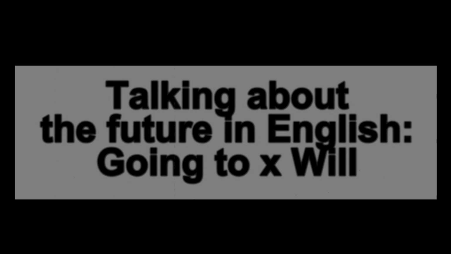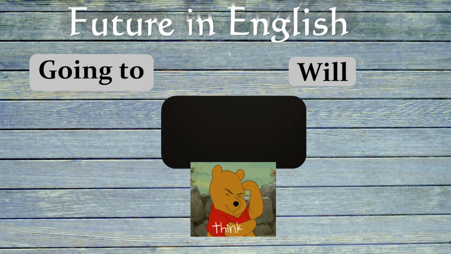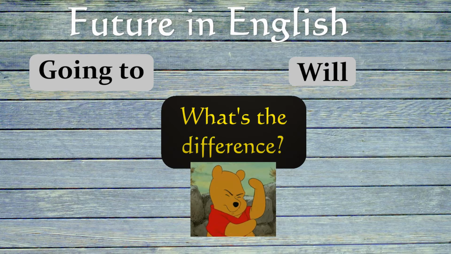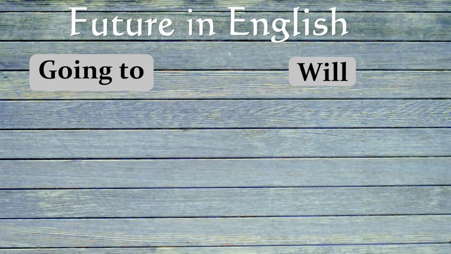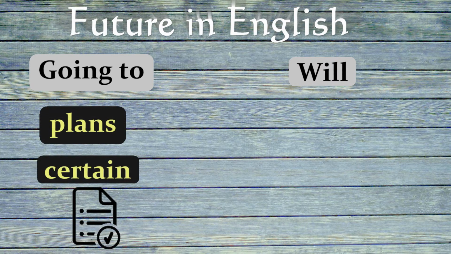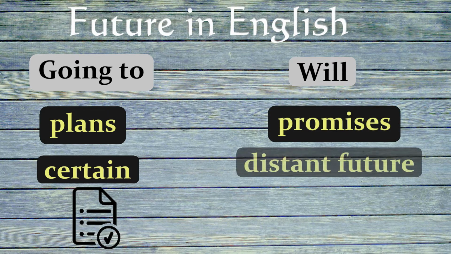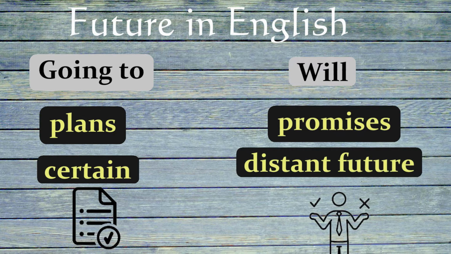The future in English. Going to and will. Going to and will are two of the most used ways of talking about the future in English. But what's the difference? Well, we can use going to when we have plans and we are certain about them, and for things that will happen. We use will to make promises, talk about the distant future, and things we are not so sure will really happen.